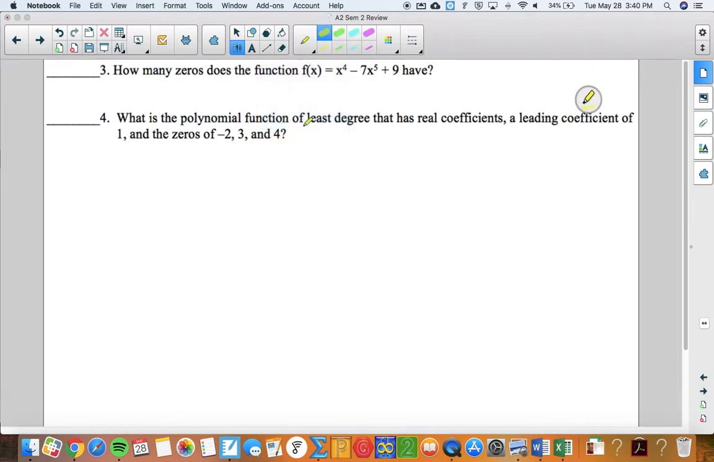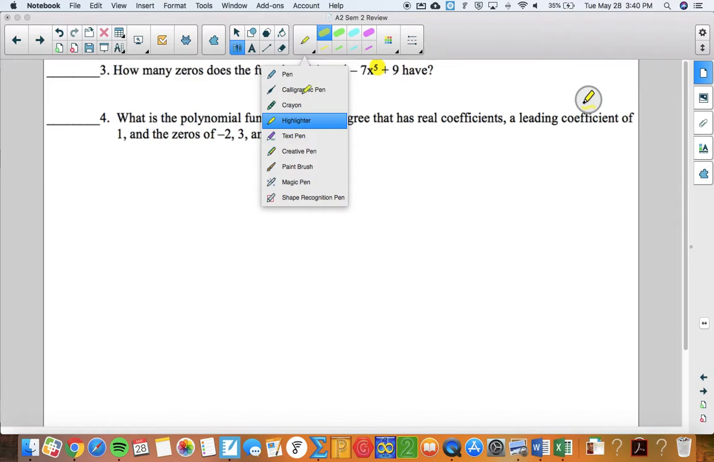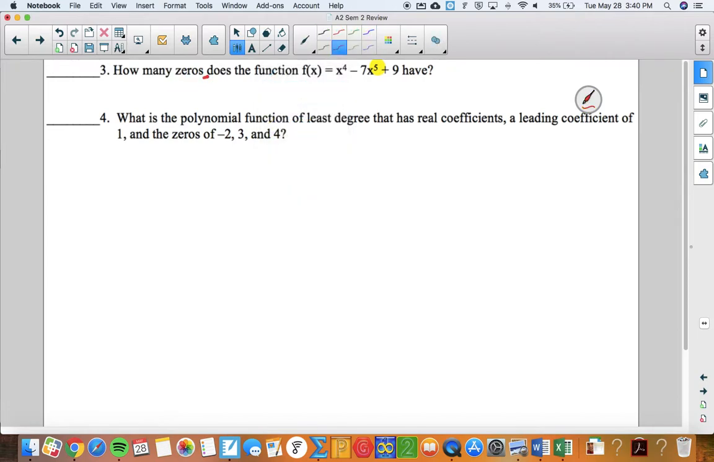How many zeros does this function have? So you're going to look at the highest power. Now be careful, this is not the highest power because this thing is not in standard form, which is kind of tricky. So the highest power is 5, which means there are 5 zeros the function could have.